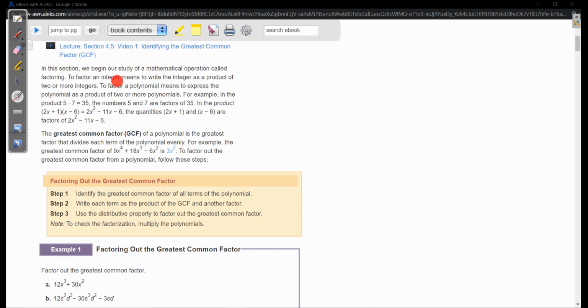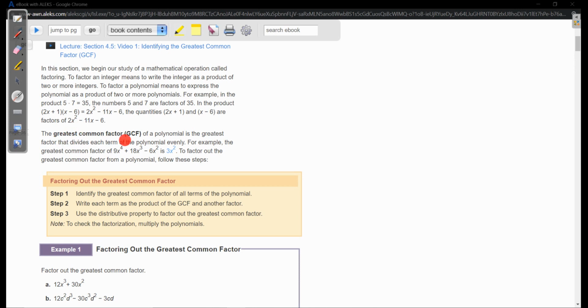To factor an integer means to write the integer as a product of two or more integers. To factor a polynomial means to express the polynomial as a product of two or more polynomials. For example, in the product 5 times 7 equals 35, the numbers 5 and 7 are factors of 35. And the product (2x plus 1)(x minus 6) is equal to 2x squared minus 11x minus 6. The quantities 2x plus 1 and x minus 6 are factors of that polynomial, 2x squared minus 11x minus 6.